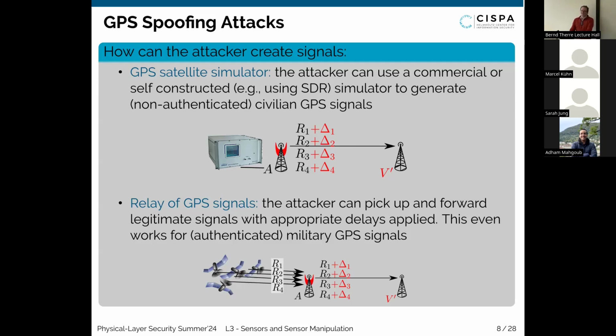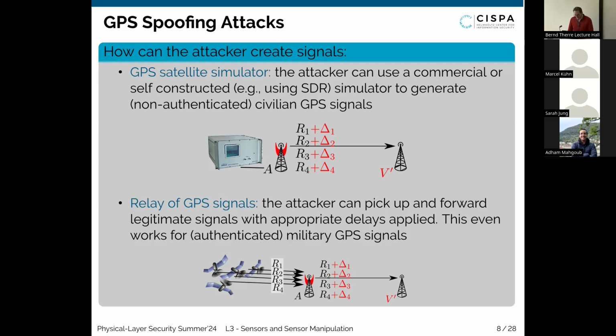And if the victim is doing the main thing, which is the computation of its location based on the time of arrival, the traditional crypto authentication is just doing something perpendicular. It's unrelated to the location thing.